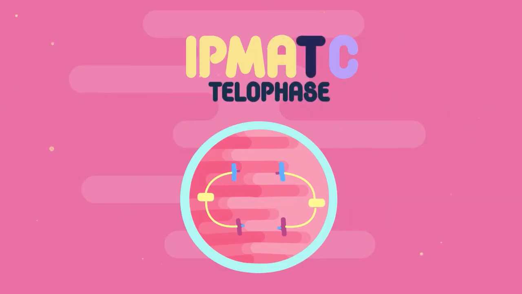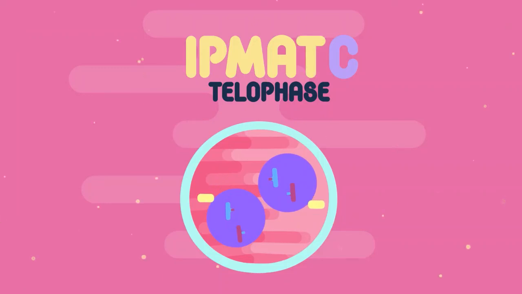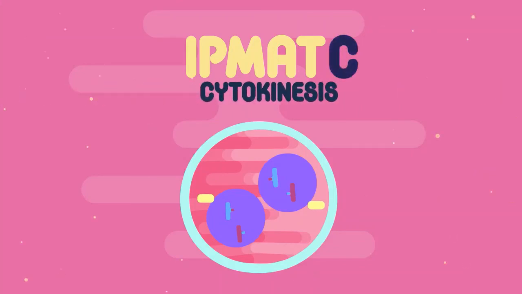Telophase: the nuclear membrane forms around each set of chromosomes. Chromosomes spread back out in their new nucleus, and the spindle fibers break down. In humans, each nucleus has the normal 46 chromosomes again.